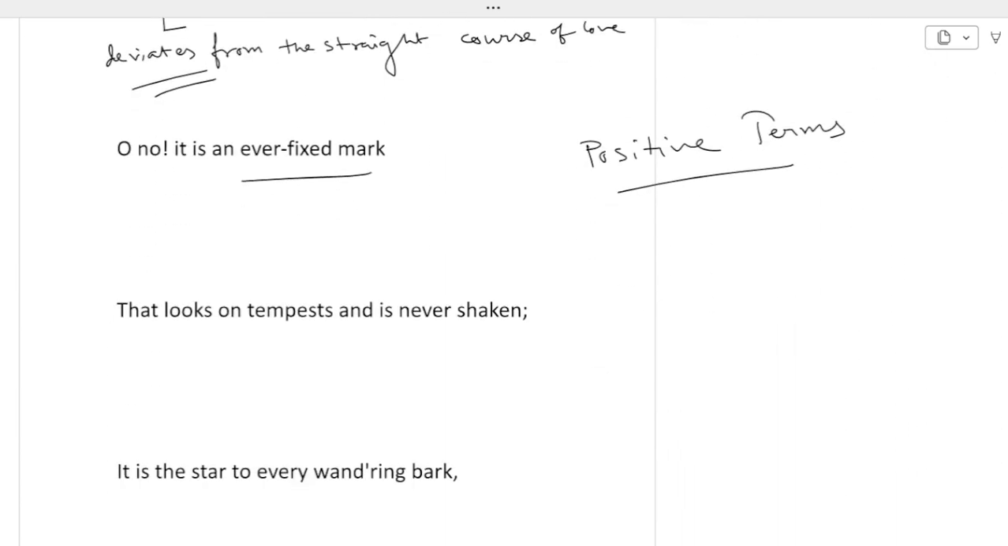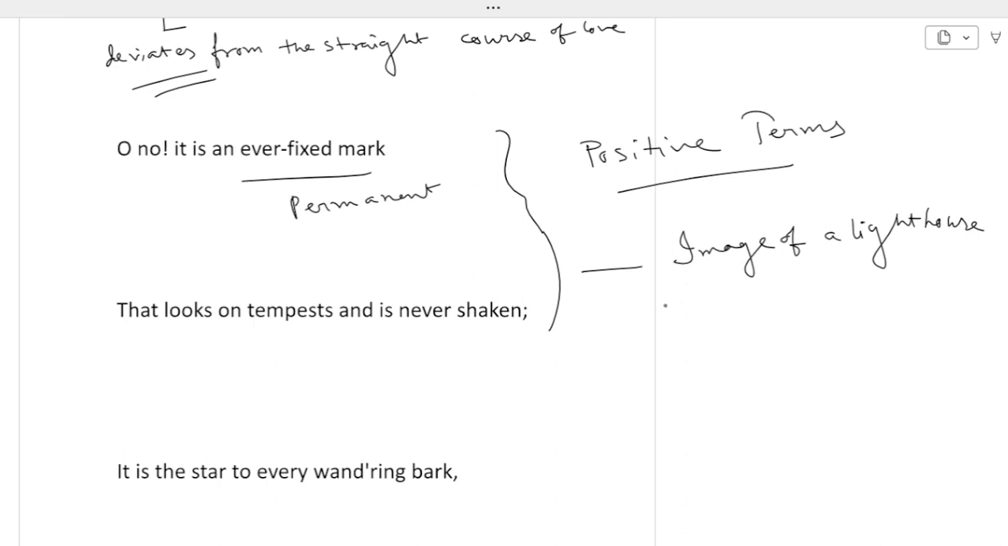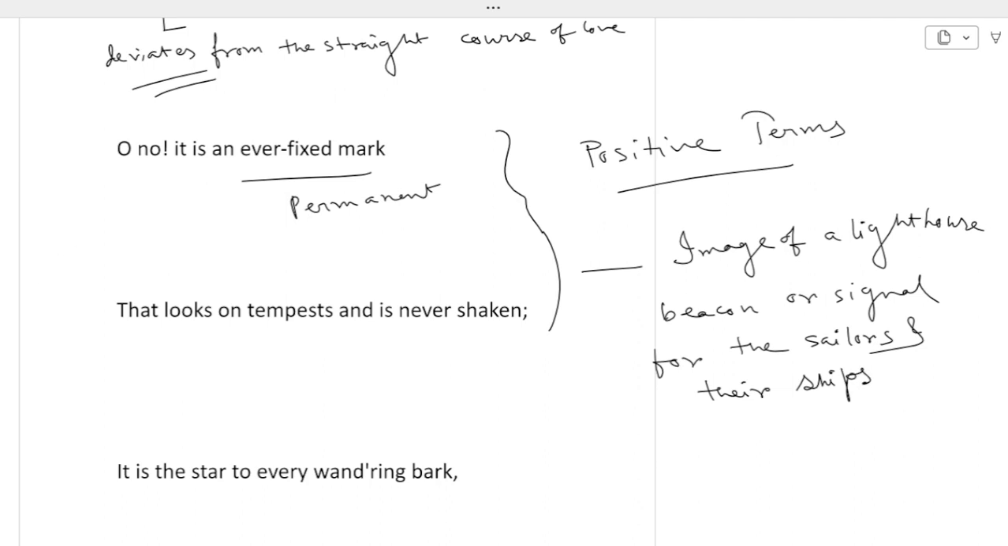Now in positive terms, it is an ever fixed mark. An ever fixed mark means some mark that is permanent, that looks on tempests and is never shaken. So in these two lines we find an image of a lighthouse, a beacon or signal for the sailors and their ships. So true love is like something permanent, like the light of a lighthouse that is always fixed there to warn, to beckon, or to signal the sailors who have lost their way in the deep sea.